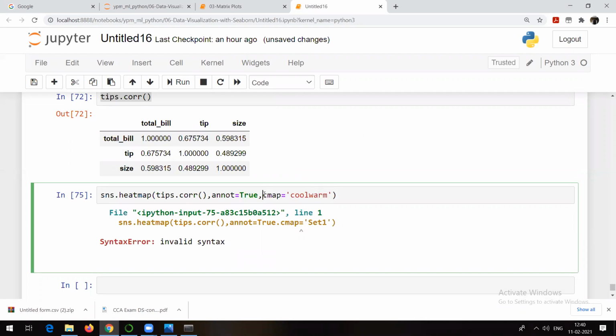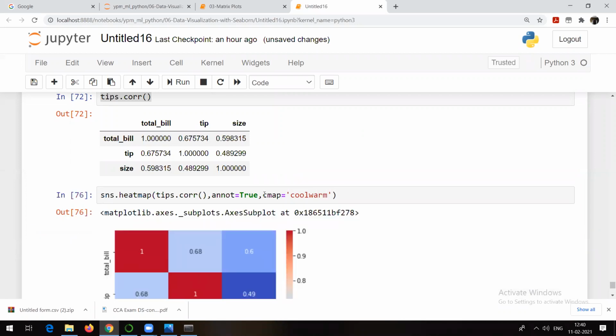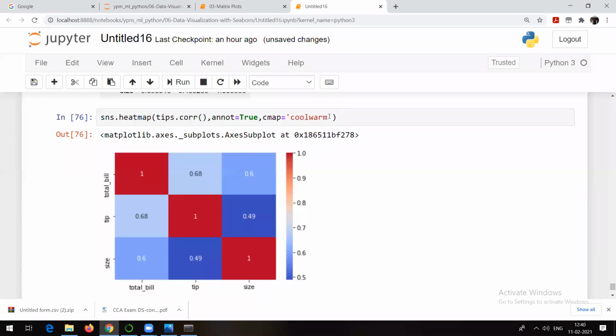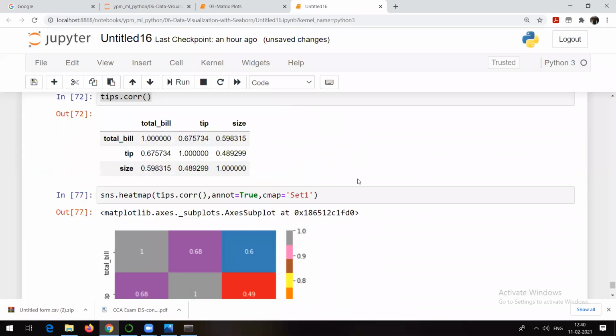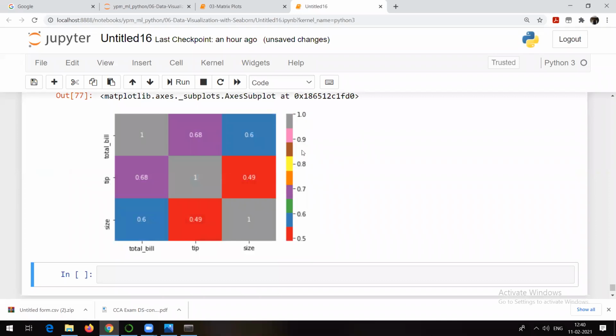So let me check, cool warm is working. Now let me check set one. Set one I am talking about because it shows. See, set one. Now you can check the scale. I hope everyone is able to interpret this particular plot. Okay, how to interpret? I hope you people understand.